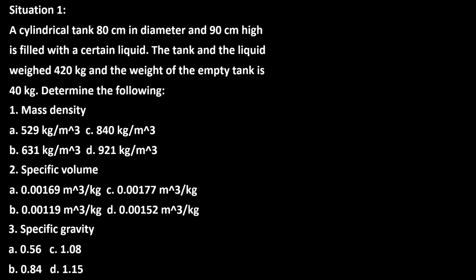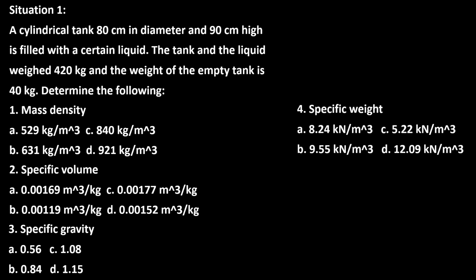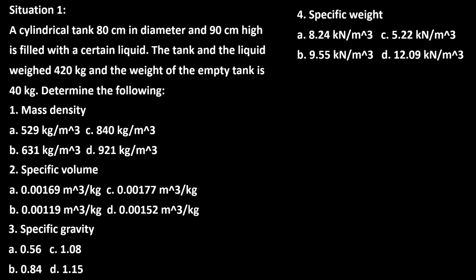For the third one, we need to calculate also for the specific gravity. Choices are the following: A 0.56, B 0.84, C 1.08, and D we have 1.15. Coming up next, we also need to compute for the value of the specific weight. The choices are the following: A 8.24 kilonewton per cubic meter, B 9.55 kilonewton per cubic meter, C 5.22, and letter D 12.09 kilonewton per cubic meter.